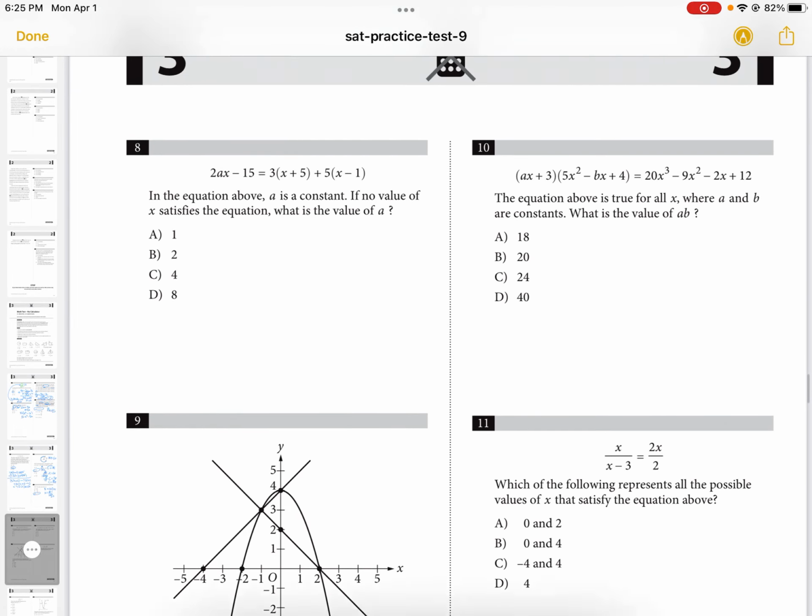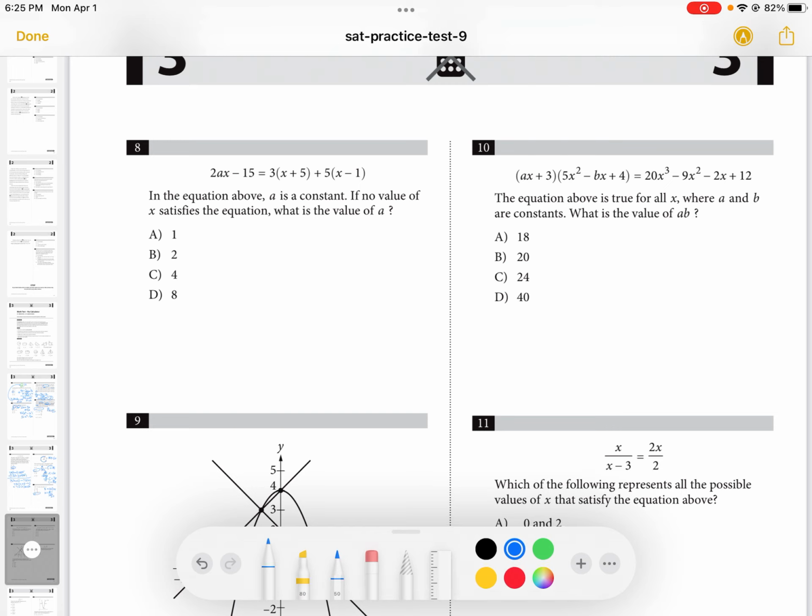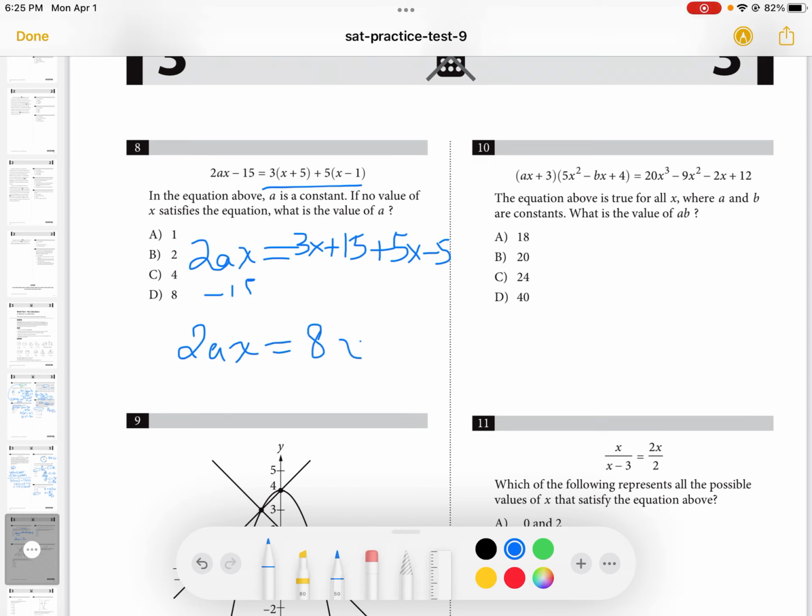Okay. In the equation above, a is constant. If no value of x satisfies the equation, what's the value of a? So let's expand this right-hand side first. So we have, on the right-hand side, 3x plus 15 for the first one, and then 5x minus 5 for the second set. And that's equal to 2ax minus 15. Now if we add 15 to both sides, it's just 2ax equals 8x plus 25.